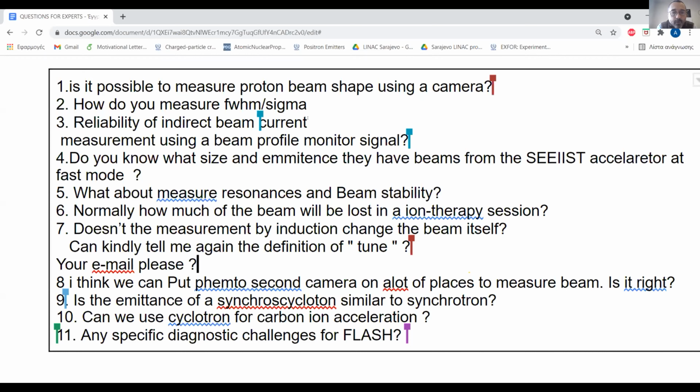I think we can put a femtosecond camera in a lot of places to measure the beam. Is it right? No, I don't know. What do you mean by femtosecond camera?